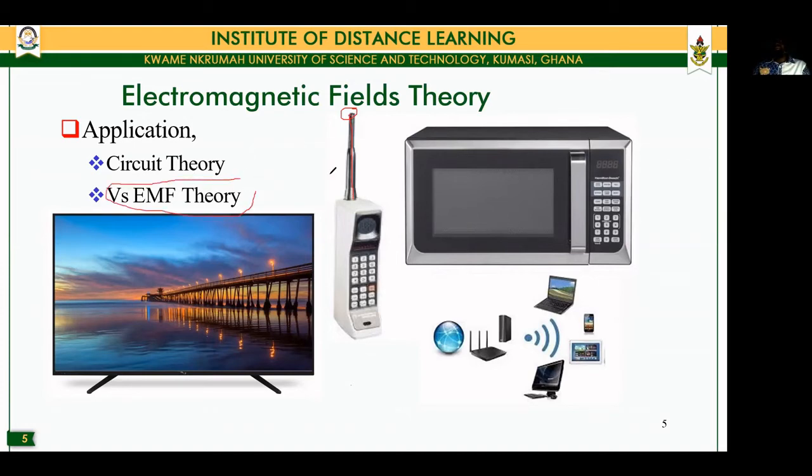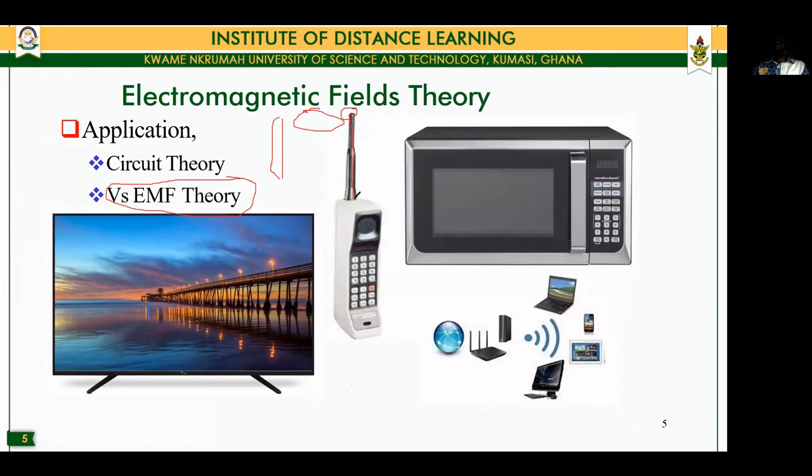Electromagnetic field theory. Because you cannot use circuit theory to understand how one phone is connected to another phone through the antenna. Because as far as circuit theory is concerned, between the two antennas there is no connection, so there are open circuits and nothing can flow between them. But this can be explained properly by electromagnetic field theory.